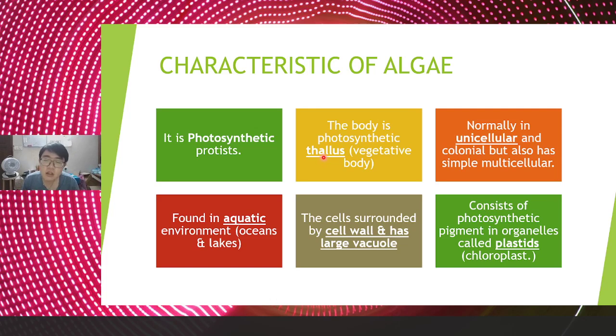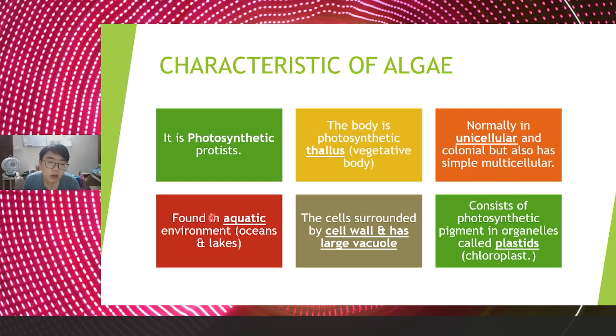This means that it is not a plant because a plant is made of roots, leaf, and stem. If you go to a plant, it has roots, leaf, and stem, right? But the alga does not have this. It is not made of roots, leaves, and stems, so it is known as thallus. And normally it is unicellular, and sometimes it is simple multicellular, same as Kingdom Protista.